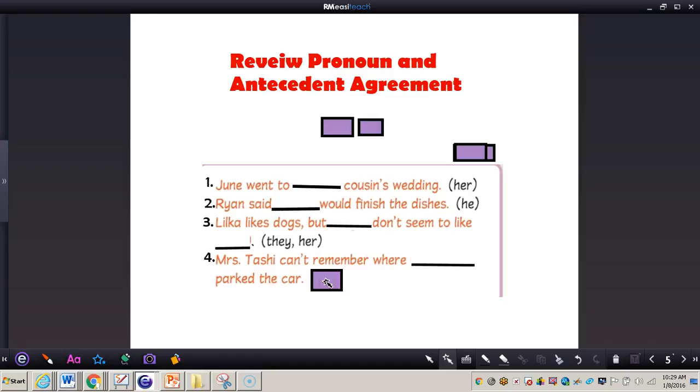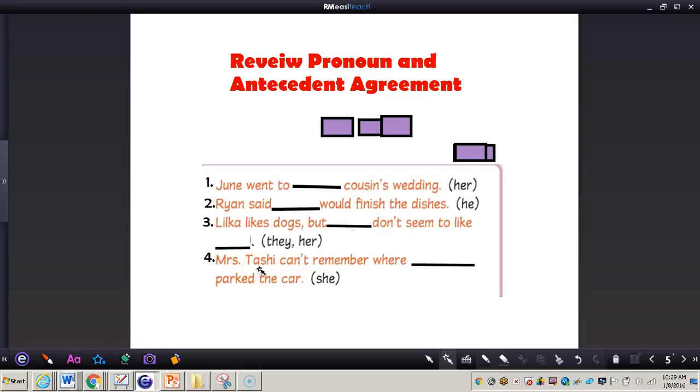And finally, for number four, "Mrs. Tashi can't remember where blank parked the car." We would not say "they parked the car," because it's only one person. Knowing that it's a Mrs., it would be a female, so "she parked the car." So you can see pronouns must agree with their antecedent. What is the antecedent? Just remember it's the subject that comes before it. So the antecedents would be June, Ryan, dogs, Loka, and Mrs. Tashi.